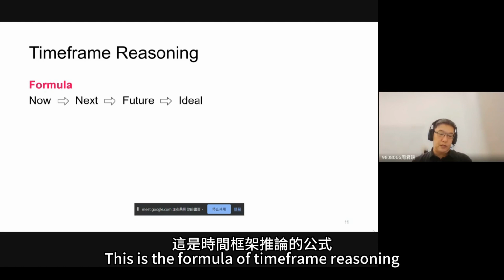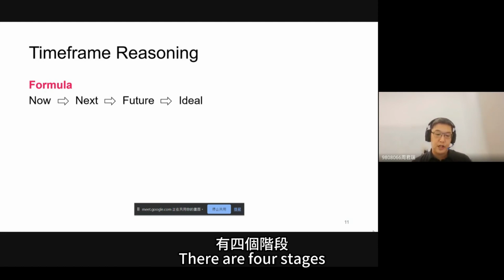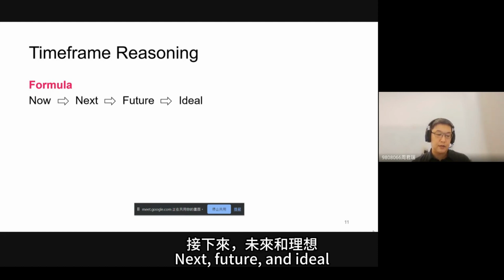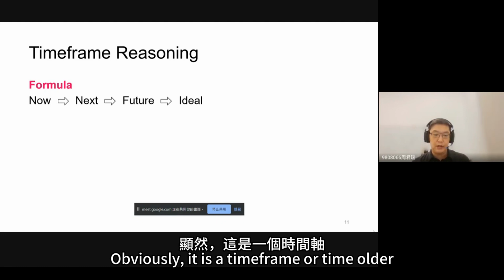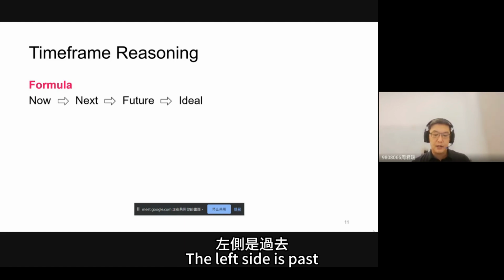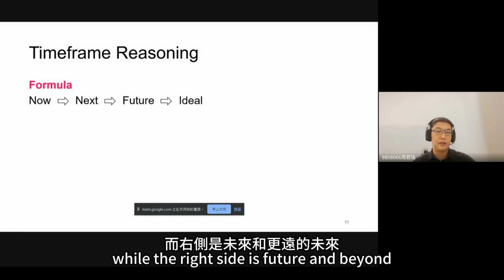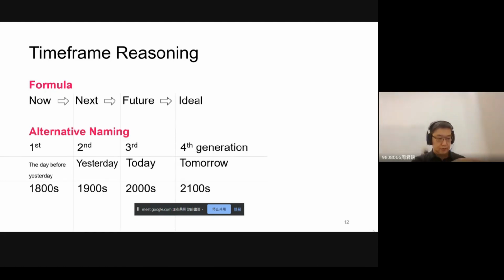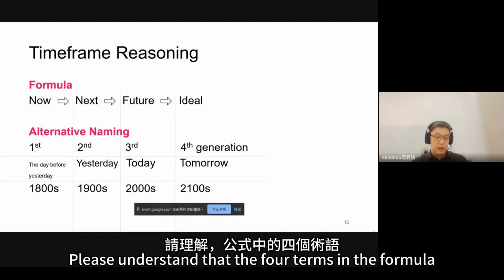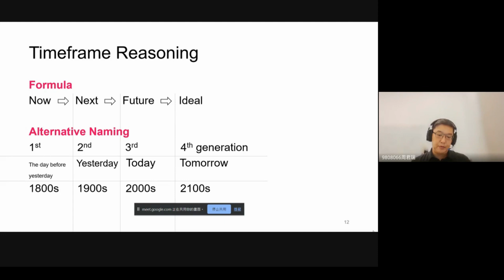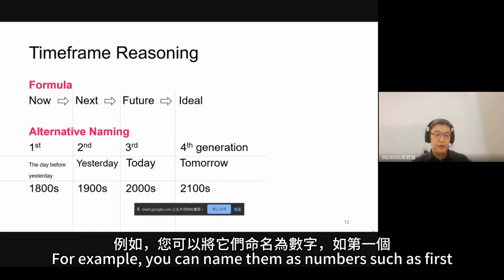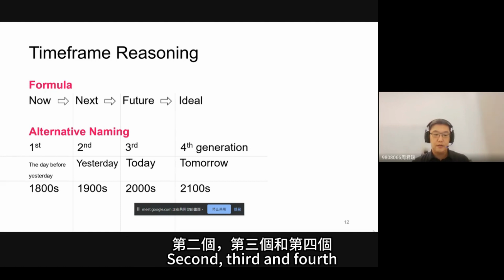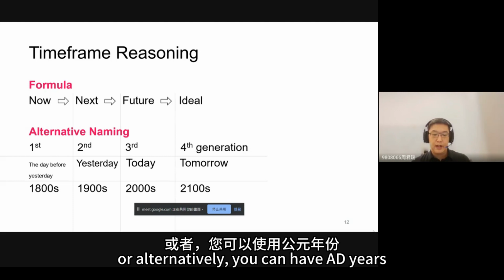This is the formula of time frame reasoning. There are 4 stages, including now, next, future, and ideal. Obviously, it is a time frame or time order. The left side is past, while the right side is future and beyond. Please understand that the 4 terms in the formula is adjustable. You can use any terms appropriate or whatever you need. For example, you can name them as numbers such as first, second, third, and fourth. Or alternatively, you can have AD years.